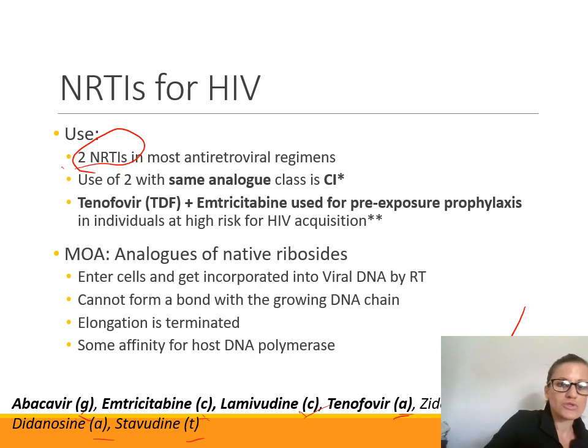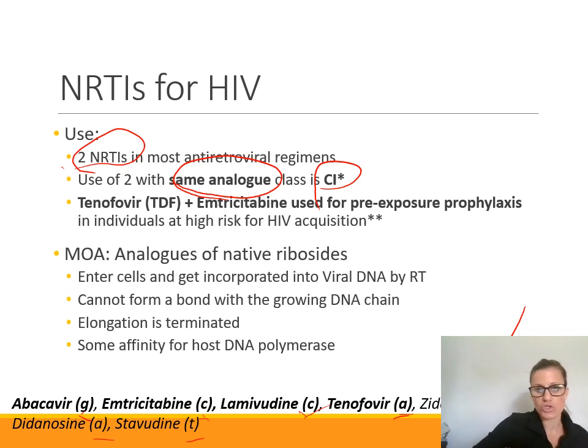Now, use of 2 agents with the same analog class is contraindicated. So in other words, you should not use emtricitabine and lamivudine together because they're both cytosine analogs. Okay, so they should not be used together. It contributes to treatment failure because cross resistance does occur there.